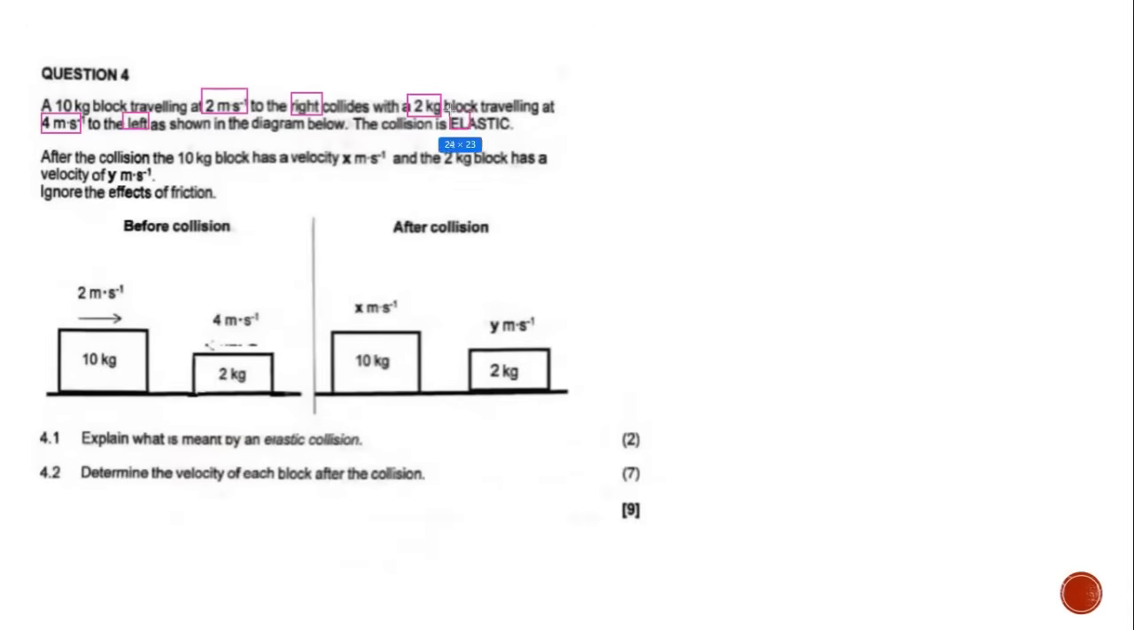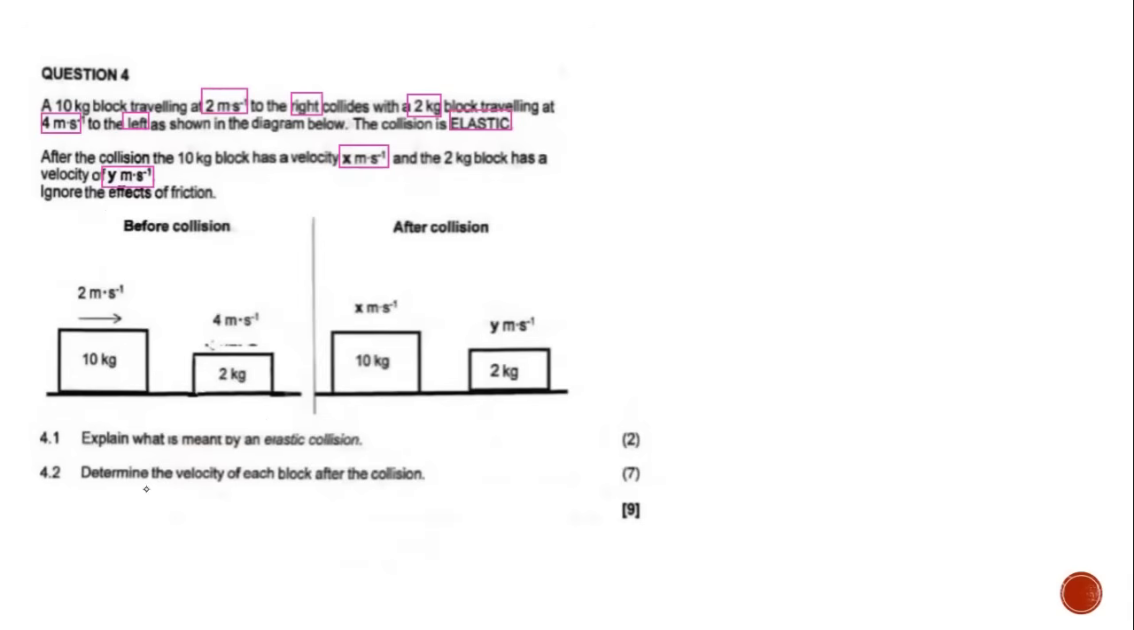The collision is elastic. Now, remember with elastic, we said both the kinetic energy and the total linear momentum are conserved. Now, after the collision, the 10 kg block has a velocity of x meters per second, and the 2 kg block has a velocity of y meters per second. Explain what is meant by an elastic collision.